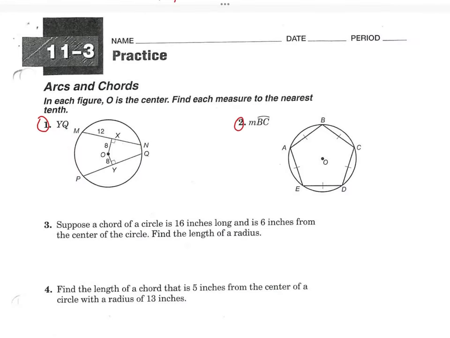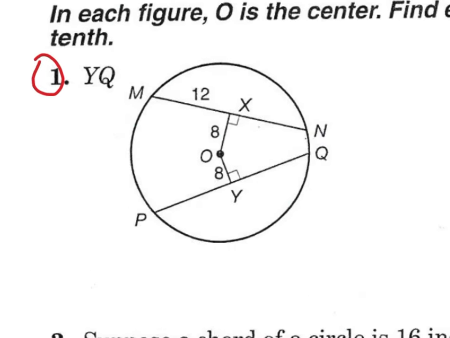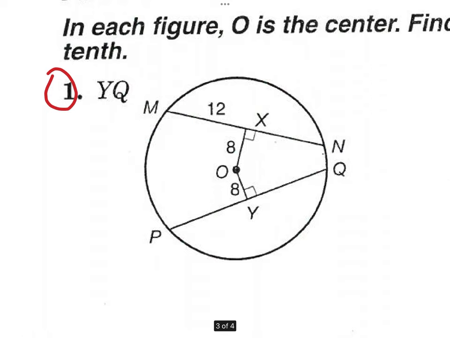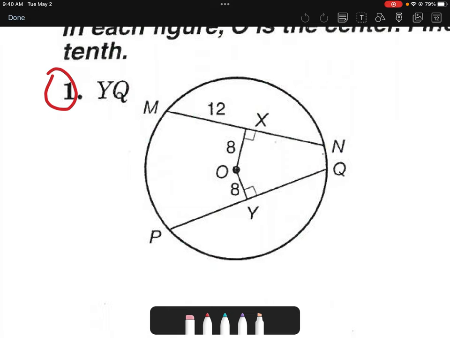This is the practice page for section 11.3 on arcs and chords. In each of these figures, O is the center. Find the measure to the nearest tenth. We typically find the measure to the nearest hundredth, but that's okay. O is the center of this circle. Let's find the distance from Y to Q.